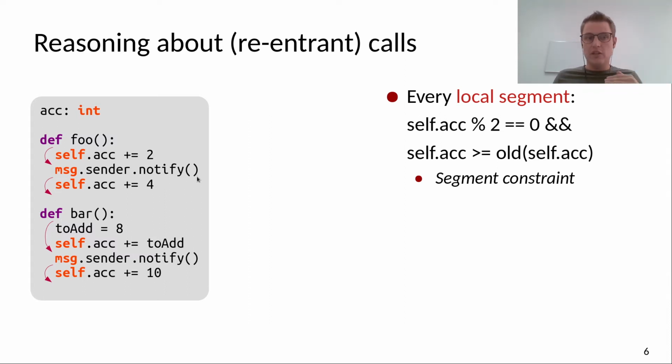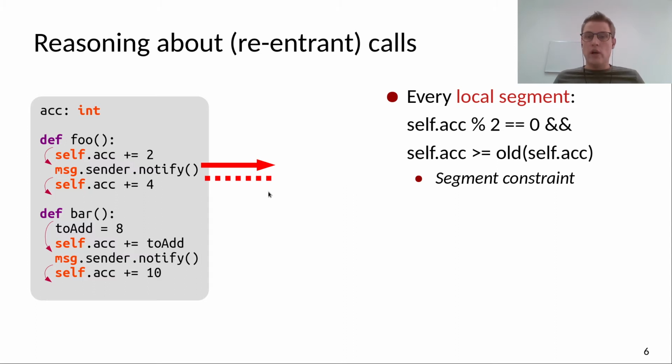Because notify can only change our state by executing some number of local segments. So whatever the effect is, it'll be within the reflexive transitive closure of the segment constraint. So afterwards, we know that the value of the ACK will still be even, and it will be greater or equal than the value it had before the call. We can use this information, for example, to prove a precise postcondition for foo that says at the end, the value of the accumulator is even again, and it's at least 6 more than at the beginning of the function, but possibly more. And without knowing anything about the code that we're calling, this is the most precise specification we can actually prove.